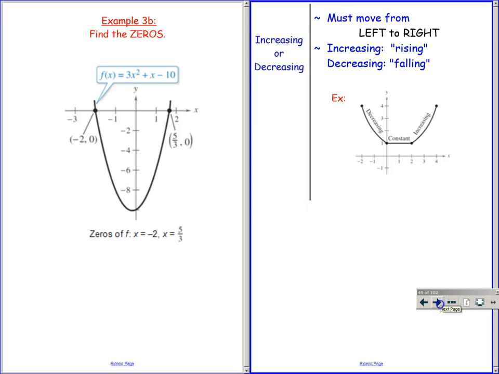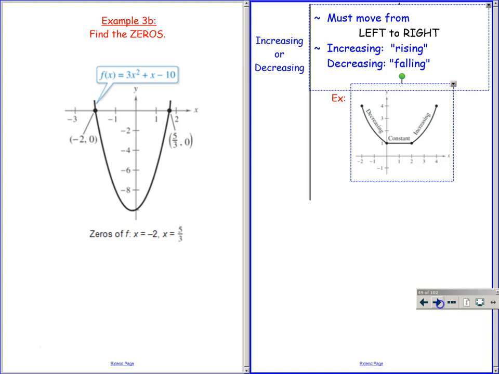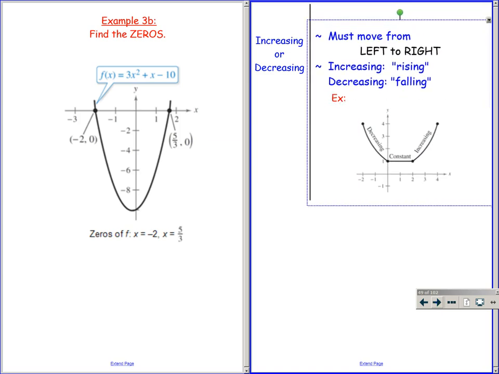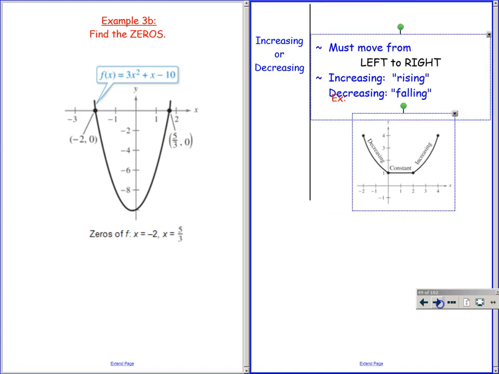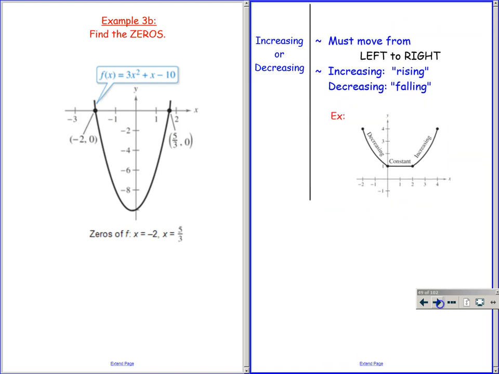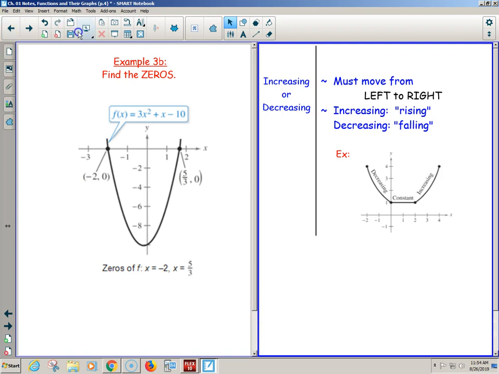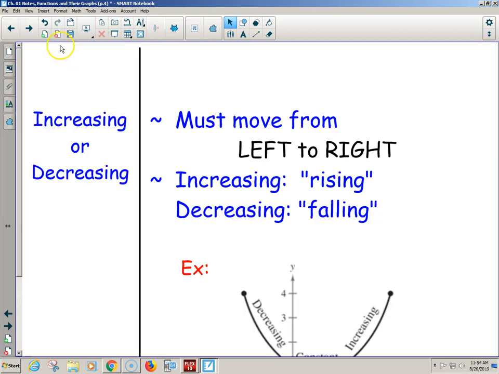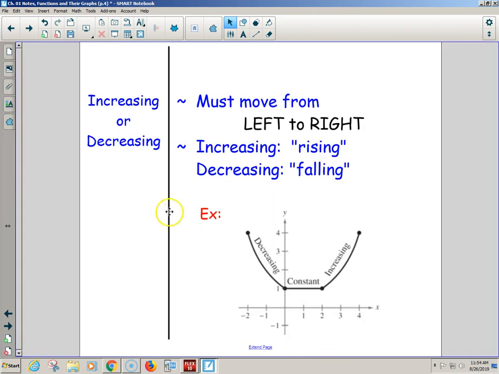Okay. Graph characteristics. What if they ask about increasing or decreasing? My word to the wise is make sure you read the graph left to right. Increasing or decreasing. The only way to solve that without calculus is with a graph. The only way to answer, I should say, that question is with a graph. So if it's asking increasing or decreasing.